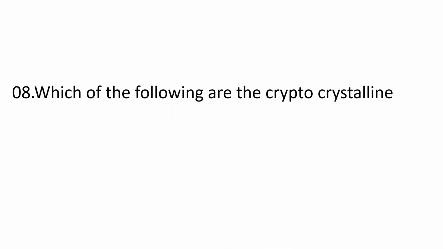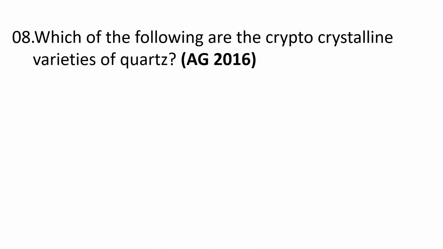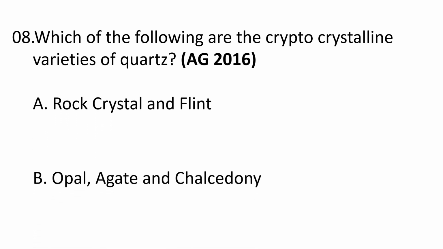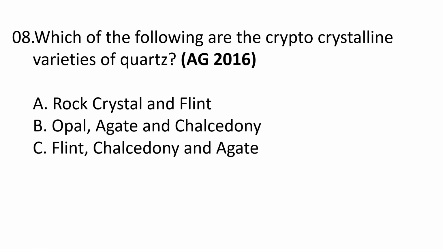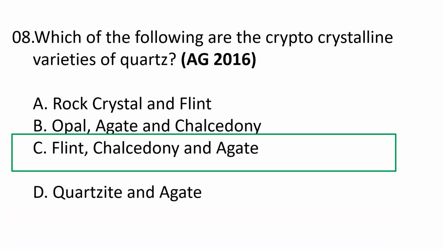Coming to the 8th question, which of the following are the cryptocrystalline varieties of quartz? The choices are A, rock crystal and flint, B, opal, agate and chalcedony, C, flint, chalcedony and agate, D, quartzite and agate. So the correct answer is C, flint, chalcedony and agate. So these are the cryptocrystalline varieties. Rock crystal is a crystalline variety. So the correct answer is C. Flint, chalcedony and agate are the cryptocrystalline varieties of quartz.